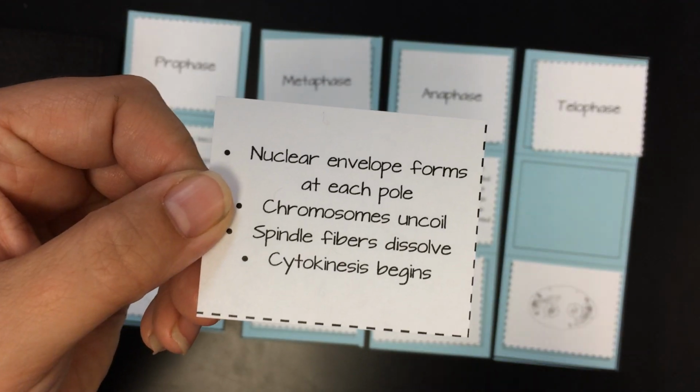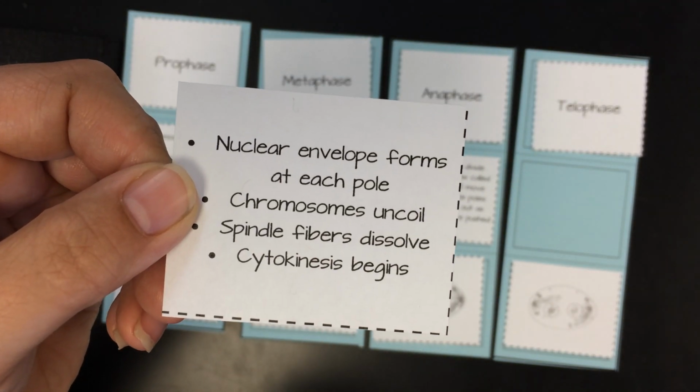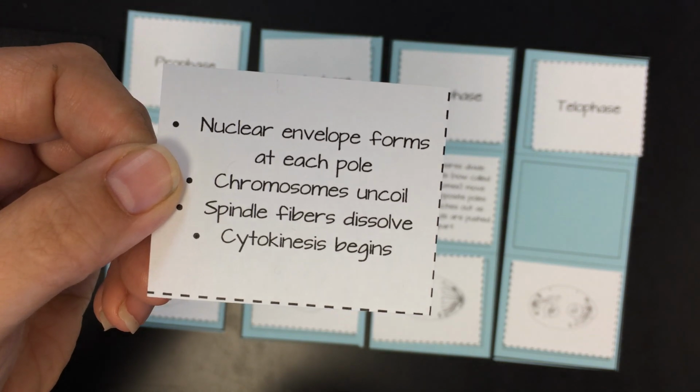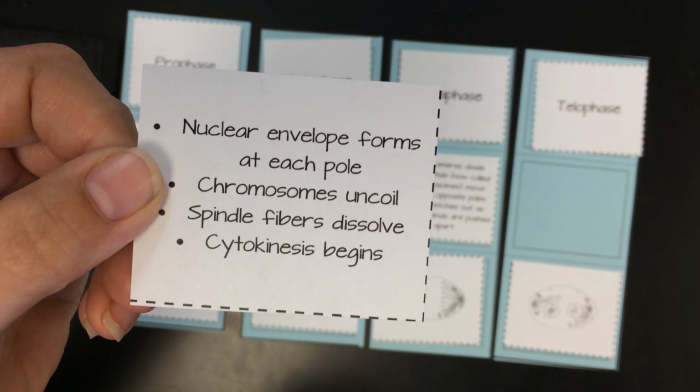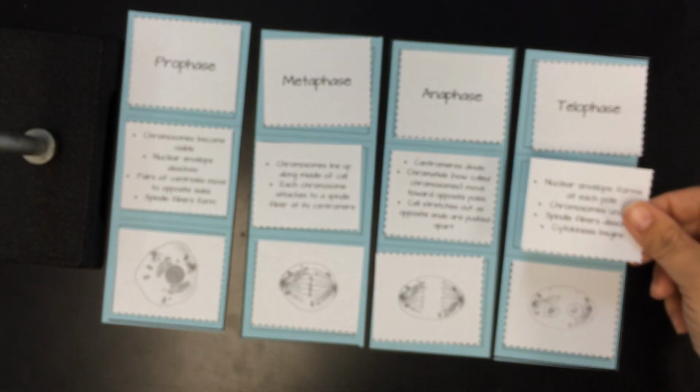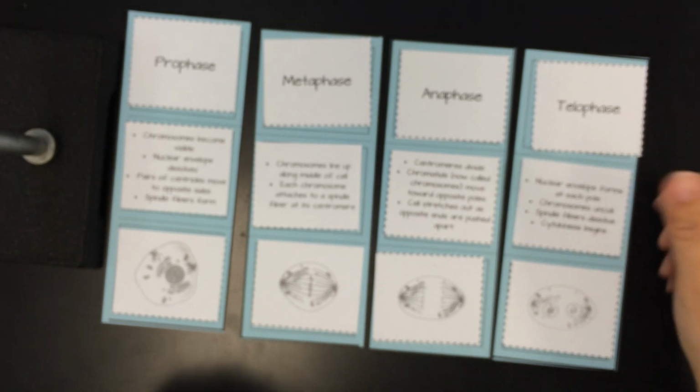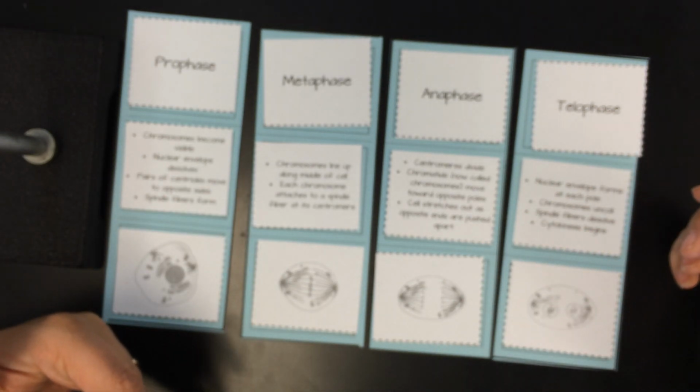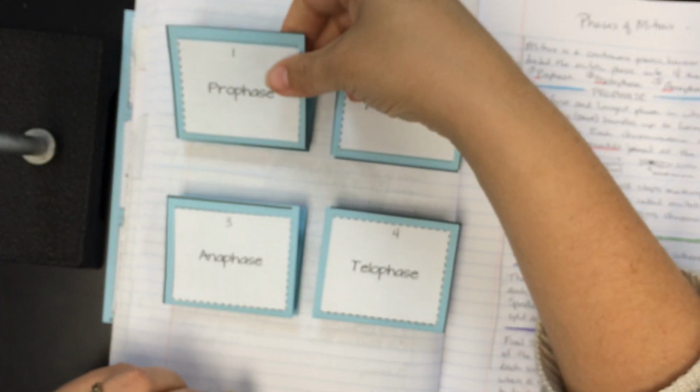And then finally, now for sure finally, we have our last one. Nuclear envelope forms at each pole, chromosomes uncoil, spindle fibers dissolve, and cytokinesis begins is the correct description for telophase. So if you want to play with these a few times until you get it, otherwise you can go ahead and glue them down. And then all you got to do once you glue them down is you fold them.